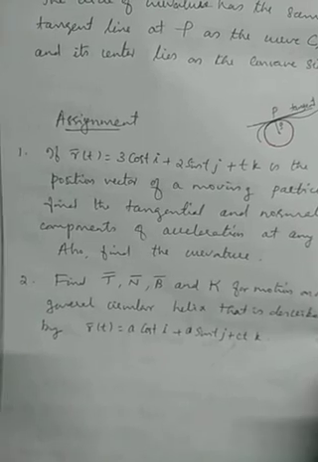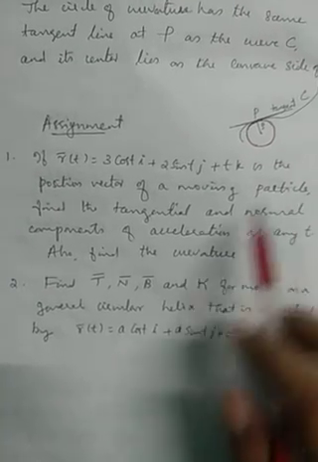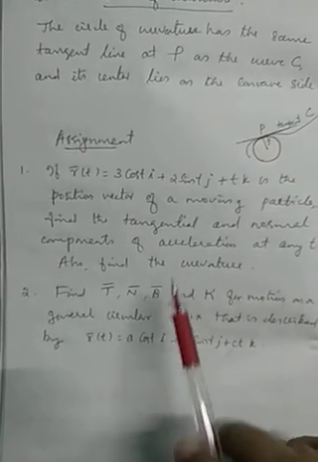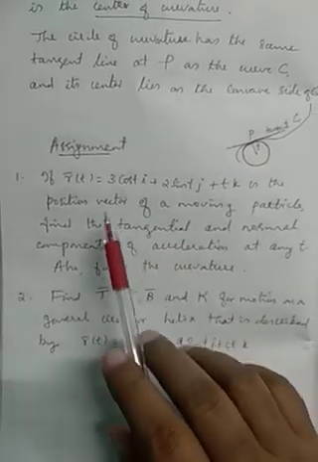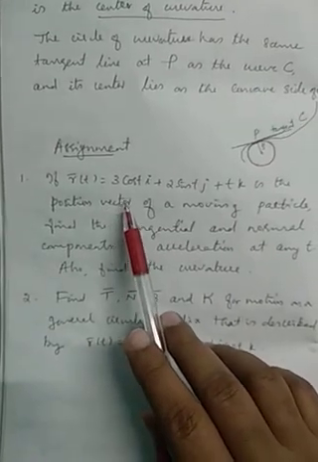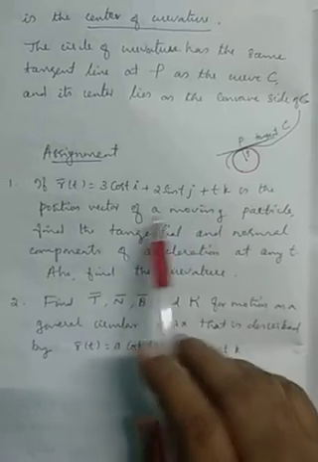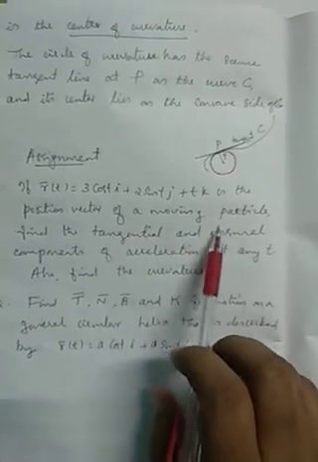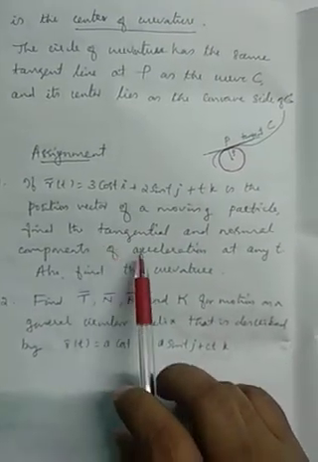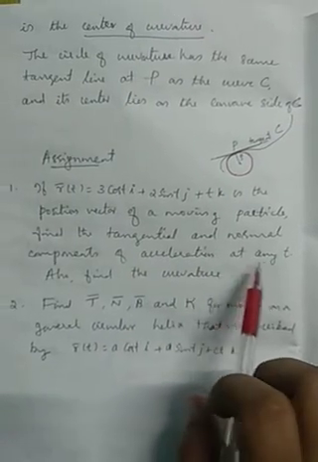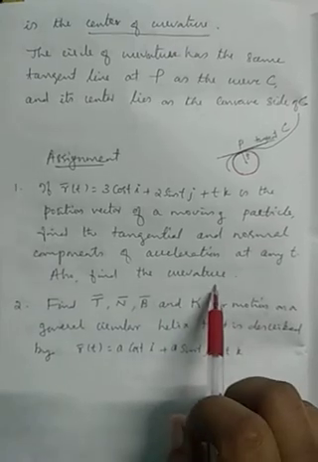So I stop my class here. You have two questions to do as assignment work. The first one is, if r of t is equal to 3 cos t i plus 2 sin t j plus t k is the position vector of a moving particle, find the tangential and normal components of acceleration at any time t. Also find its curvature.